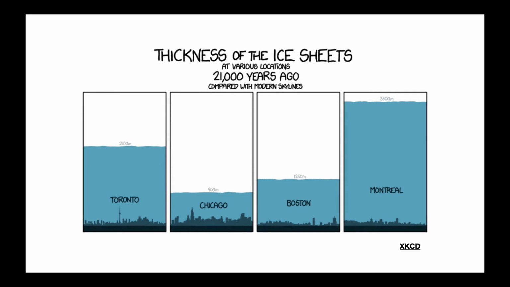Now that's not the end of the story, because about 20,000 years ago, this whole area was covered by a giant glacier. This is a really cool image from the cartoon XKCD, where he shows how tall the ice sheets would have been 20,000 years ago in places like Toronto, Chicago, Boston, and Montreal. As you can see in Toronto, as we were at the time, we were under about 2 kilometers of ice. So that's going to definitely gouge and carve the landscape up and is responsible for a lot of features that we have in the area as well, which we'll talk about later.